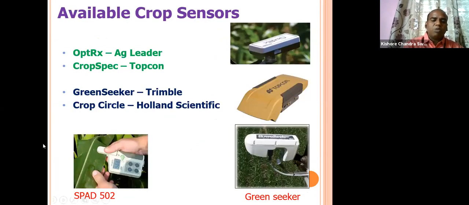There are some others, like the SPAD 502 and the GreenSeeker, to measure the chlorophyll content of the leaf, and we can see the greenness of the leaf. On that basis, we can increase or decrease our nitrogen rate.